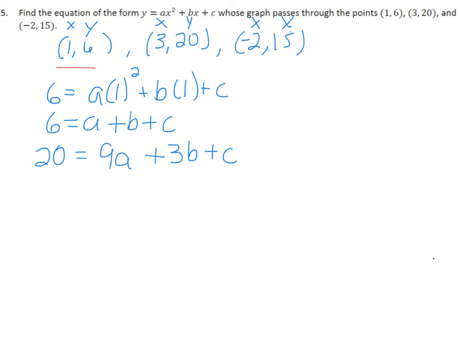And lastly, I have 15 is going to equal, plugging negative 2 in there, I would get negative 2 squared, which will be 4, so 4a. And plugging negative 2 in there, I would get minus 2b plus c. So let me rewrite everything here so that it is more clear.